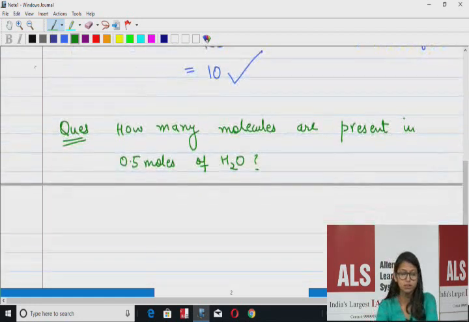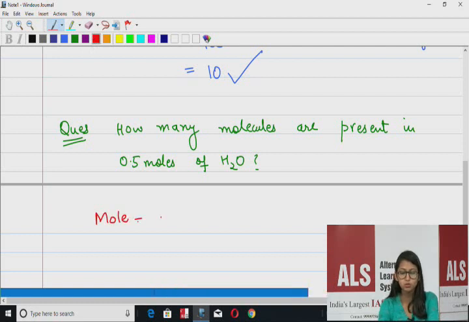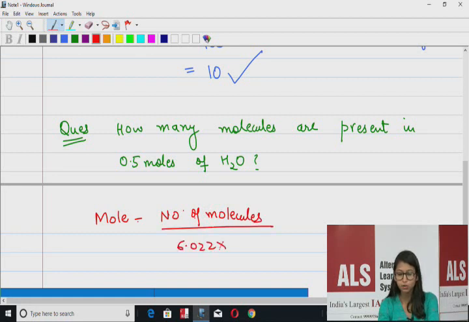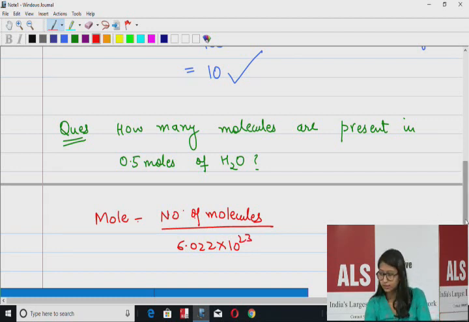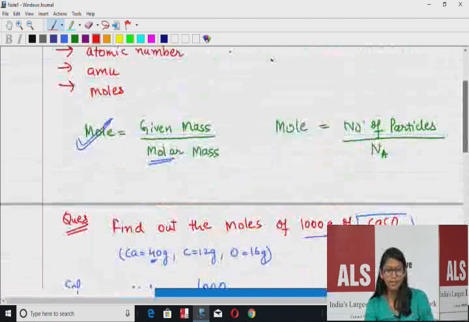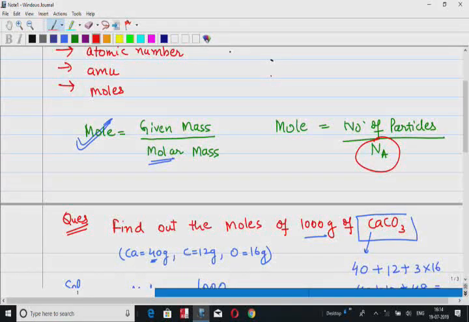Look at the screen, Tetsu College. I am writing that second formula, okay? Moles is equal to number of particles, and this time the particles are the molecules, divided by Avogadro's number. This is 6.022 into 10 to the power 23. This is the number, right? Look at the screen. Na is Avogadro's number, it's 6.022 into 10 to the power 23.